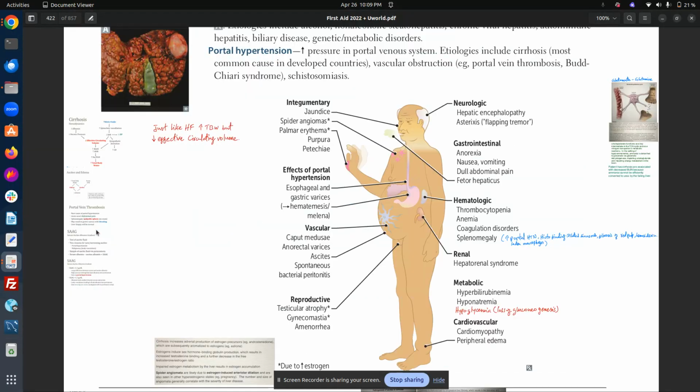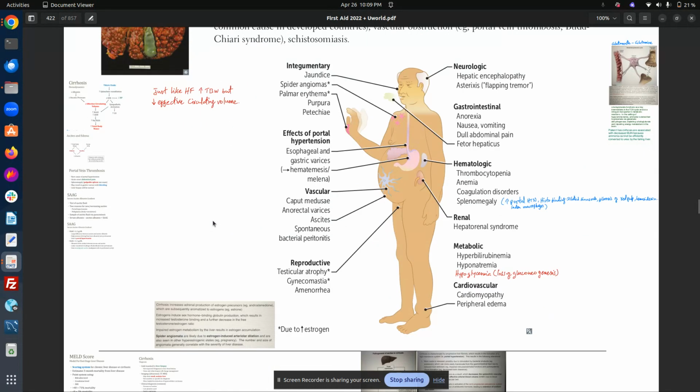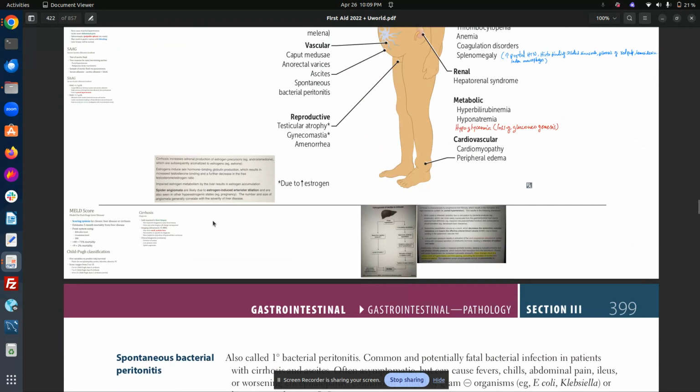Okay, now let's talk about spontaneous bacterial peritonitis. Whenever there is prolonged cirrhosis, not just the patient getting cirrhosis 3 days back, and there is prolonged ascites due to cirrhosis, it increases the risk of SBP, spontaneous bacterial peritonitis. Okay, and what is SBP? It is the infection of the ascitic fluid, and usually it is seen in advanced cirrhosis.